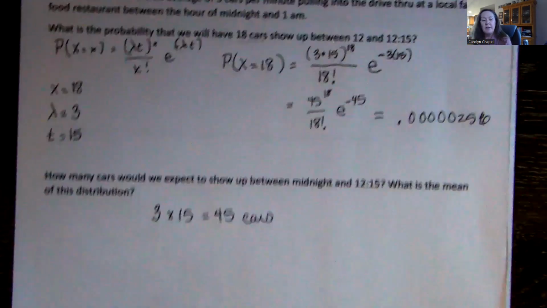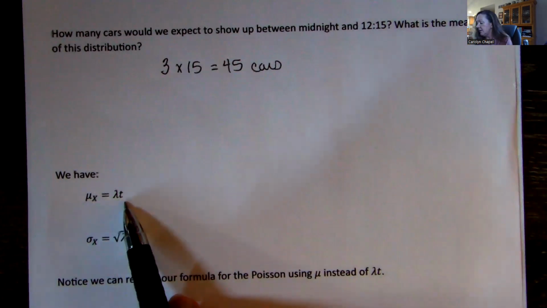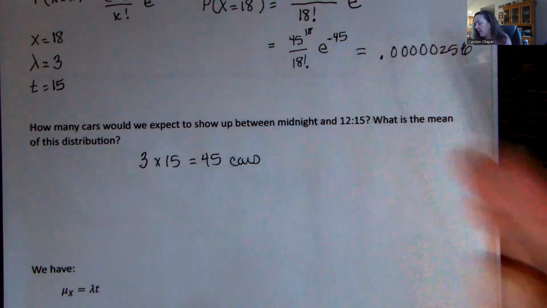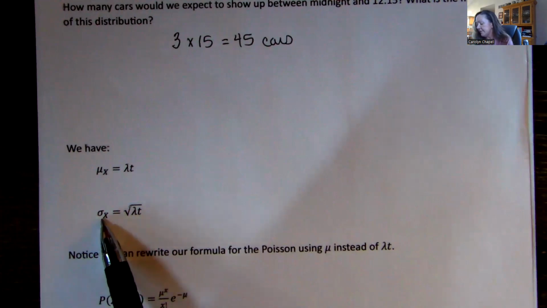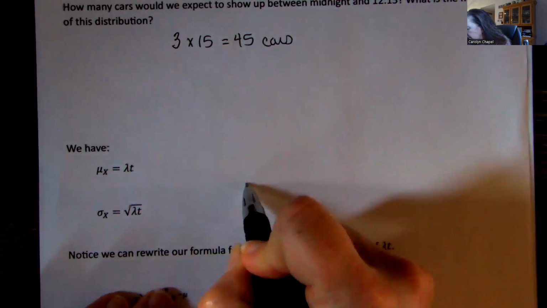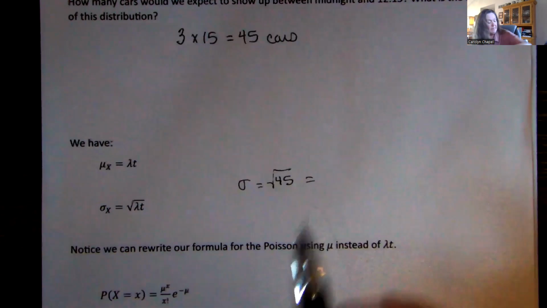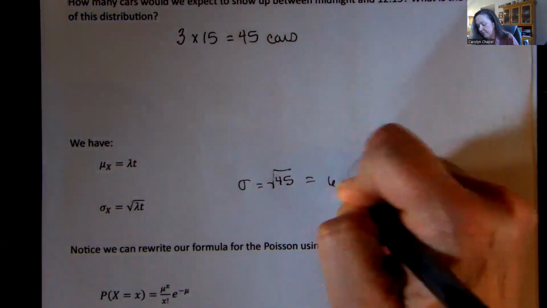And you notice I do have the formulas written down here for us. Our mean is that lambda times t. Notice it did show up in our formula here and here. And just for completion, if you wanted the standard deviation, you just take the square root of that. So for our problem, our standard deviation would be the square root of 45, which I'd have to do on my calculator. Square root of 45, and we get 6.708.